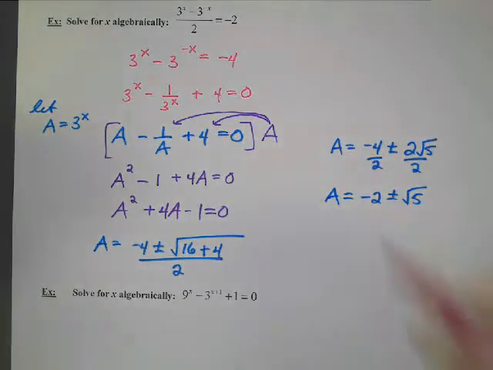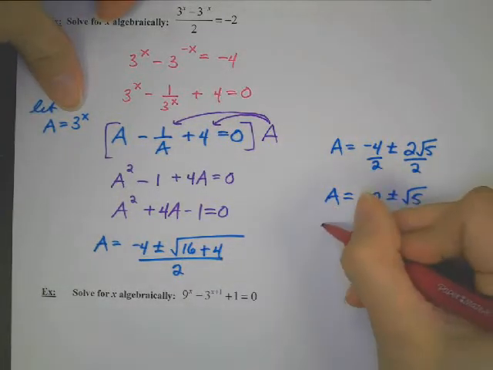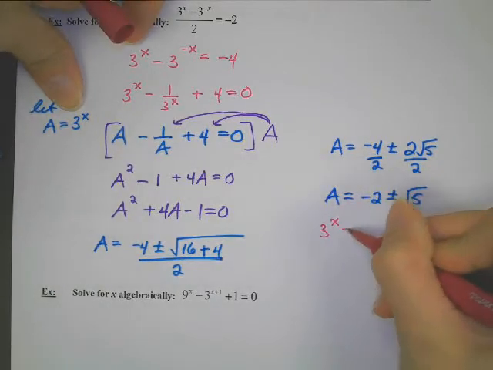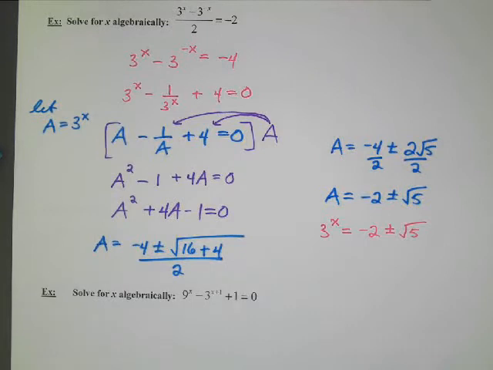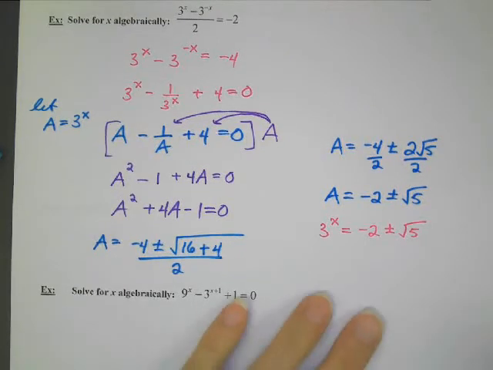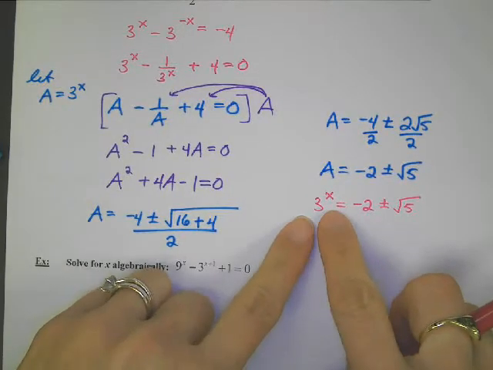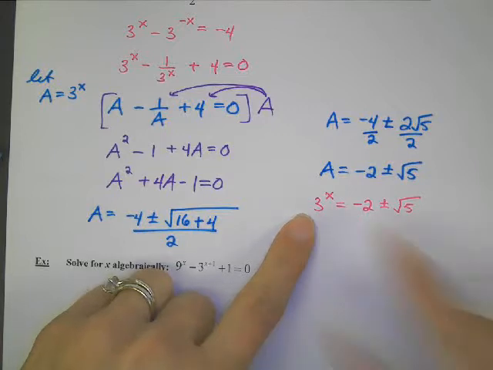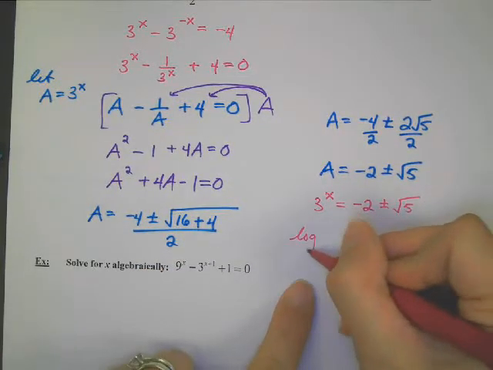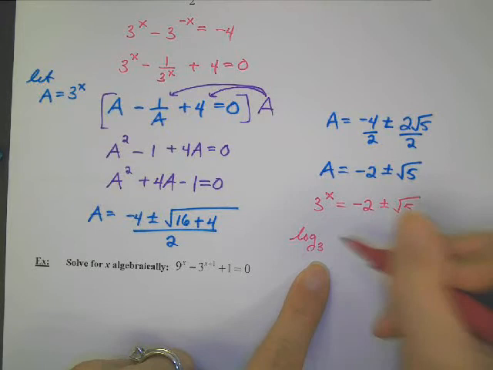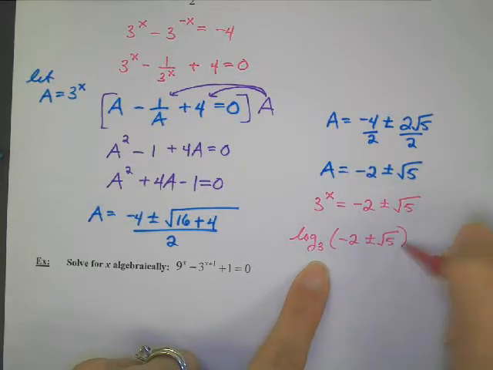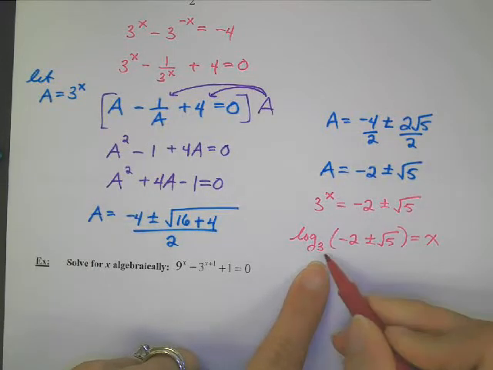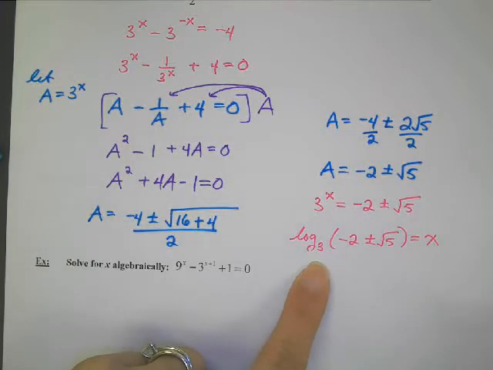The A thing, what A represented was 3 to the power of x. So we're going to say that, and then we have to get x out of that power. We're going to have to change to a log. And the base is going to be 3. Log base 3 of negative 2 plus or minus radical 5 equals x. Did I set up that log circle the correct way?